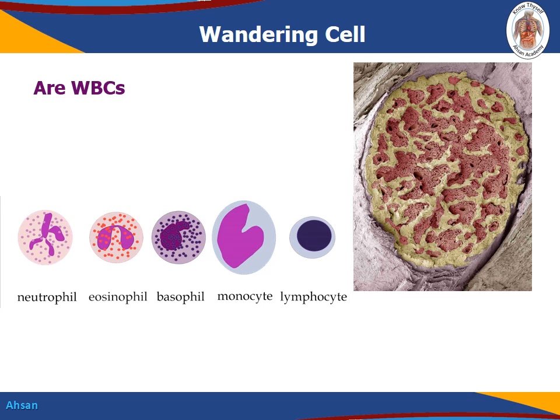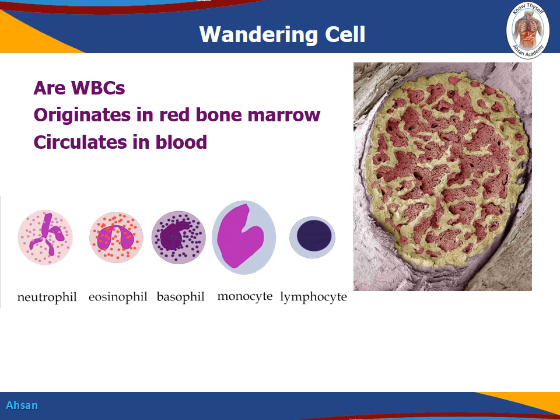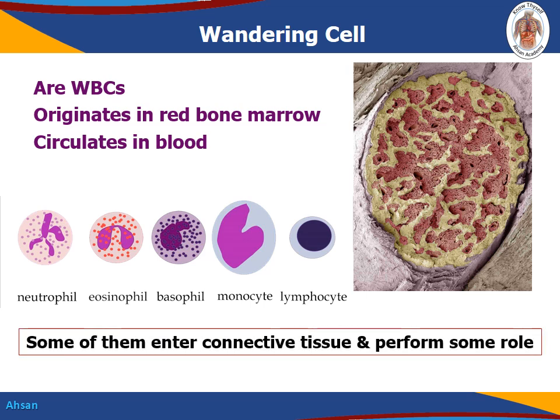Wandering cells are white blood cells of the blood and originate in the bone marrow. You can see on the right side a section of the bone showing the red stained bone marrow, and various types of cells are shown below. These cells circulate in the blood and some of them settle down in the connective tissue and perform roles there. That's why they are known as wandering cells of the connective tissue.